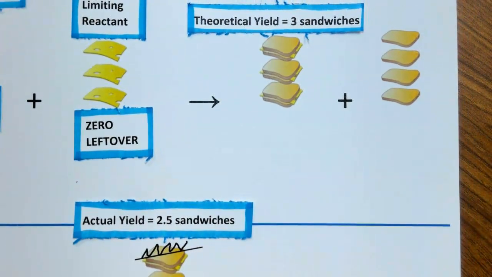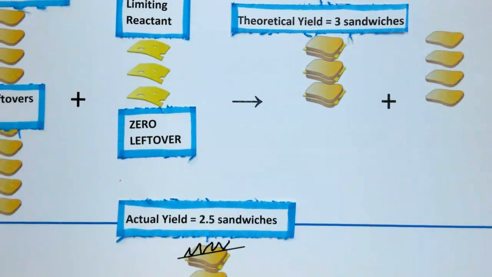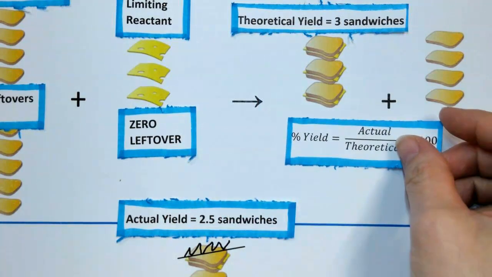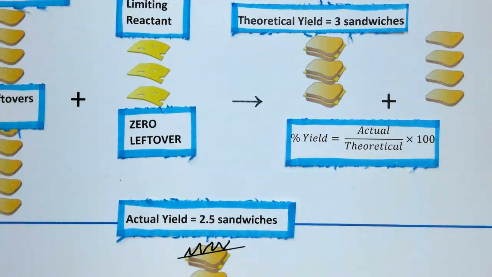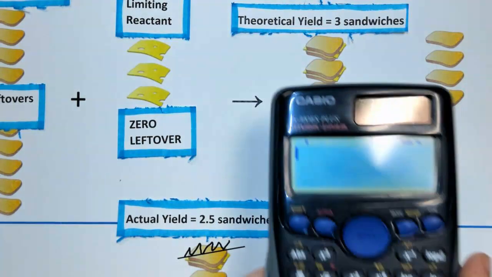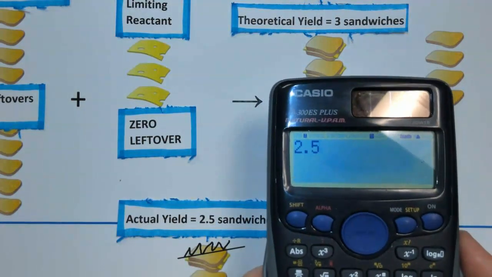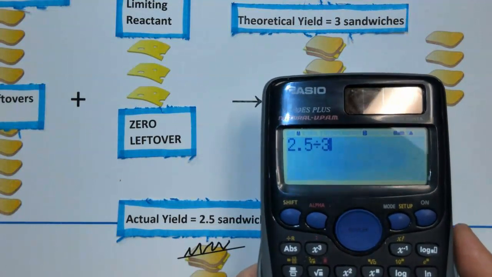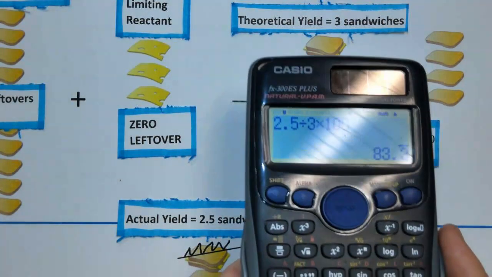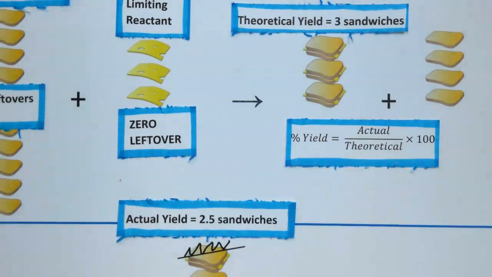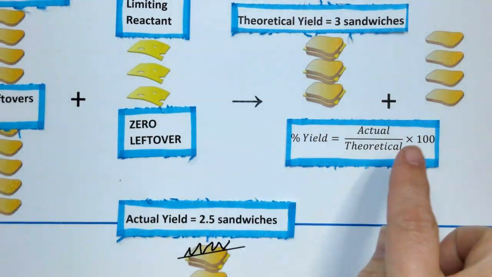So if we do a comparison of the actual yield and the theoretical yield, we can actually get what's called the percent yield, which is where the actual is divided by the theoretical times 100. So my actual is 2.5 sandwiches, divided by my theoretical 3 sandwiches times 100, which means that I yielded 83% of my possible total yield. And so that would be considered the percent yield.